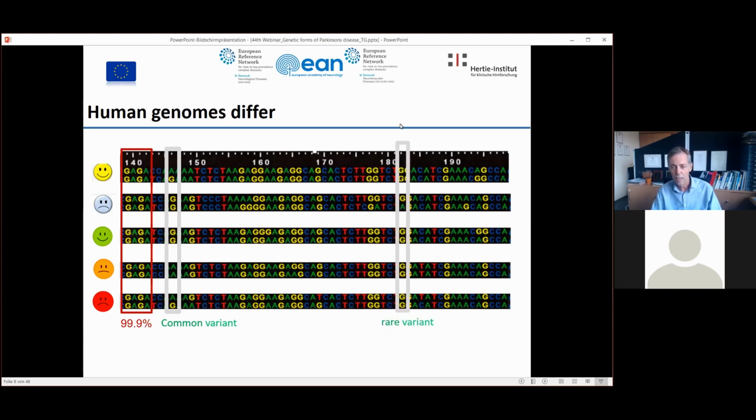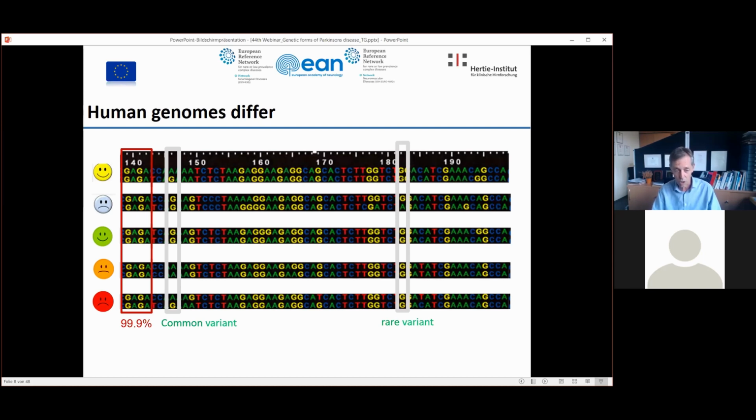In some other positions, there are very rare variants. Only one individual here has an A in this position. All the others have a G. So there are rare variants and there are common variants. The rare variants can be very rare, only 1 in 1,000, 1 in 10,000, 1 in 100,000. The common can be very common and they can go up to about 50%. So common variants and rare variants.